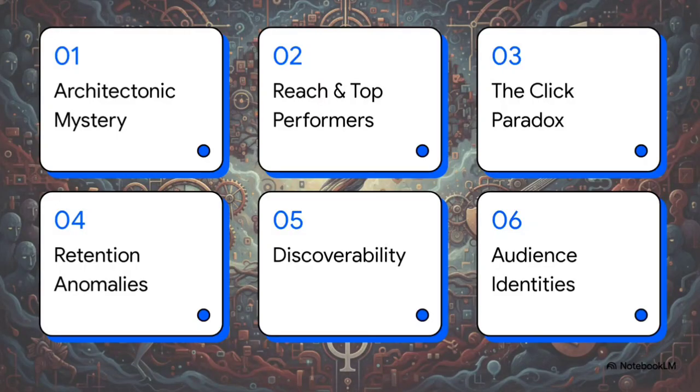To get to the bottom of this, we've broken it down into a 6-step journey, starting with the mystery itself, looking at reach, the click paradox, retention anomalies, discoverability, and finally, segmenting the audience. Let's hit it. Part 1.